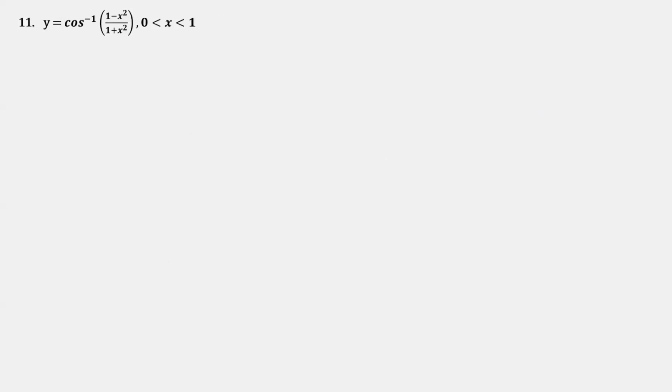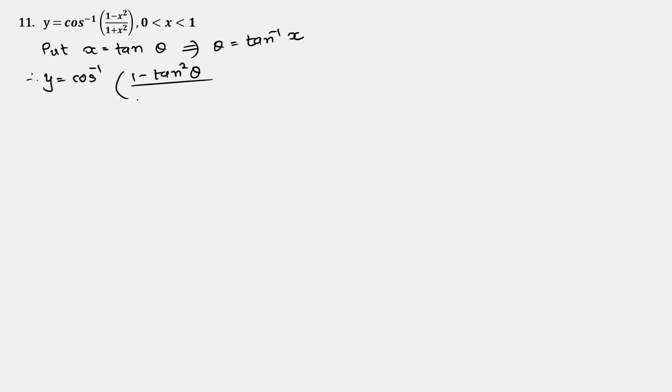11th you see, y is equal to cos inverse of 1 minus x square upon 1 plus x square. Put x is equal to tan theta, most of the questions are going to have tan theta only. Theta is equal to tan inverse x. That means your y is cos inverse of 1 minus tan square theta upon 1 plus tan square theta. Y is equal to cos inverse of cos 2 theta.